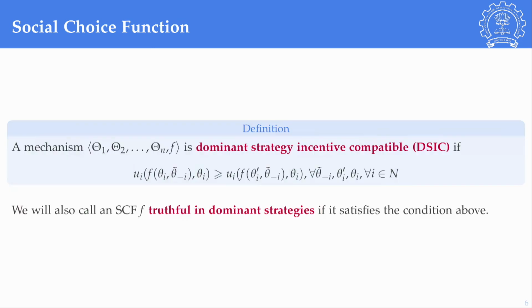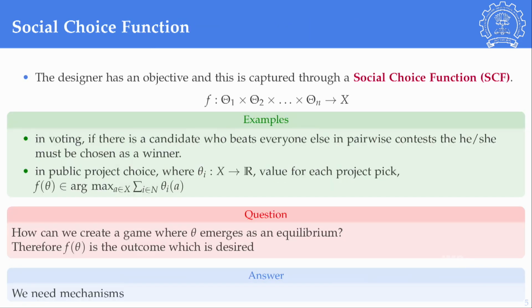Sir, in the example of public project choice, each builder has some kind of preference. Here the players are not builders. Here the players are the citizens. So each citizen has some kind of preference, and they give their preferences, their valuation. Now we have to choose which public project to build.